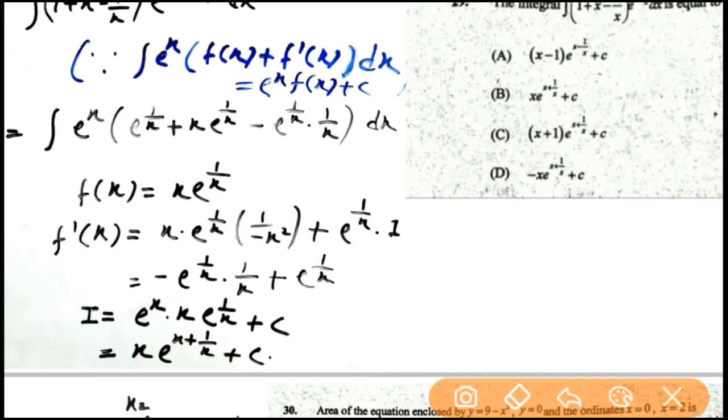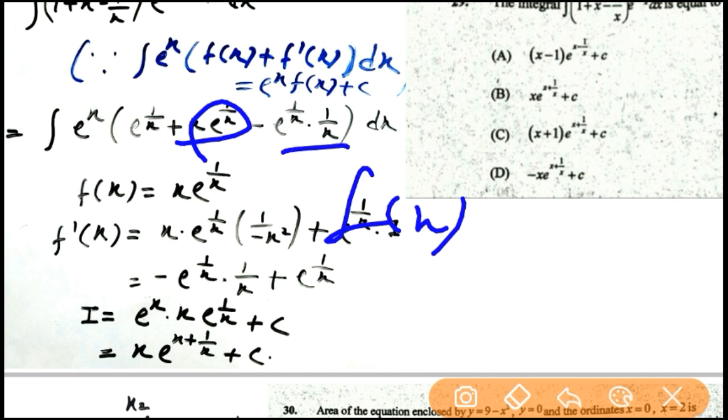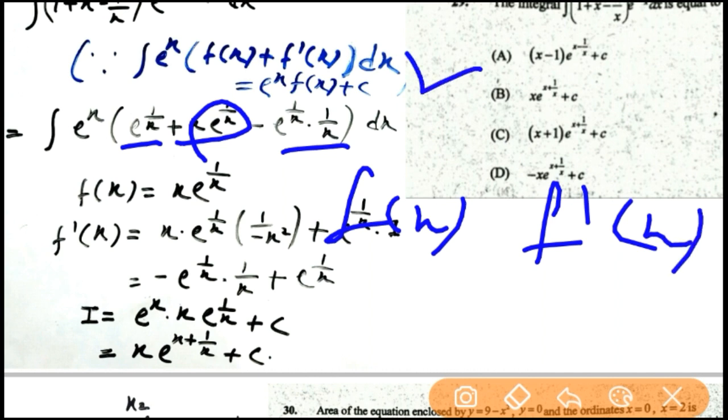Here, see, if we take this as f of x, then we will get this term and this term as f dash x. Then we can use this identity. We will take this as f of x. So f of x equals x into e to the power 1 by x. So we will put this as u into v.